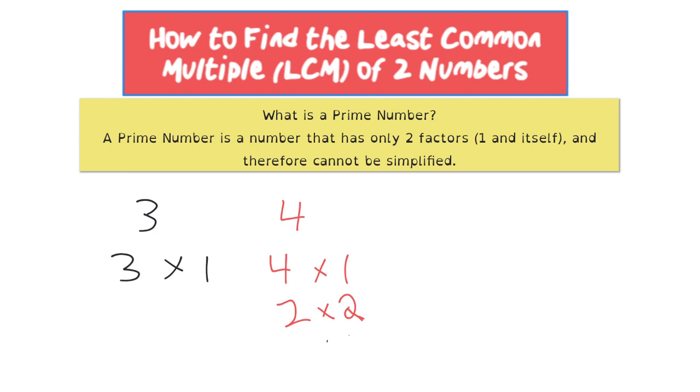What about 5? Let's take a look at 5. What numbers can I multiply together to get 5? Or what are the factors of 5? Well, the only factors for 5 are 5 and 1, 5 times 1. All right, and let's look at one more. What about 6? Is 6 a prime number? What numbers can I multiply together to get 6? I can do 6 times 1, or I can do 3 times 2. And so therefore 6 is not a prime number.